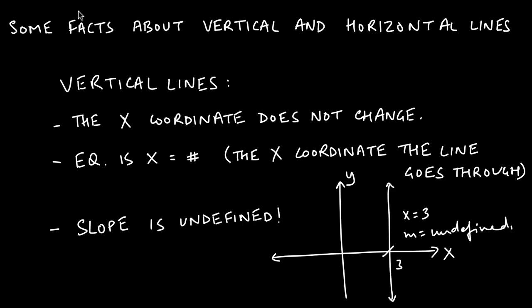So similarly, for vertical lines, we can see that it's the x-coordinate that does not change. So if this is a line that passes through this point, 3, 0, it will also pass through 3, 1, 3, 2, 3, 3, 3, negative 2. The x-coordinate is the one that never changes here. As a result, the equation of these lines is always x equals a constant, or x equals a number. And the x-coordinate that the line goes through is that number.